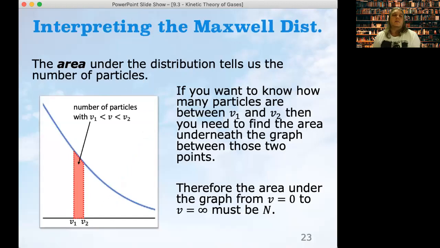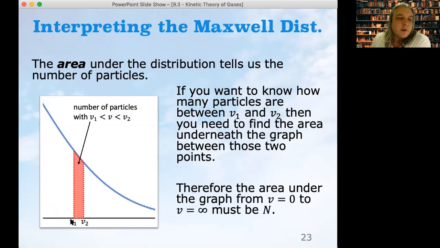So how do we interpret it? Well, it was designed so that the area under the distribution tells us the number of particles that will be in that range of velocities. So you don't just go and calculate f of v at some point and say, oh, there's that many particles with that velocity. That's not how it works. You need to get an area, right? Choose 2 velocities on the graph, and then the area under the graph between those 2 velocities tells you the number of particles with a velocity in that range.